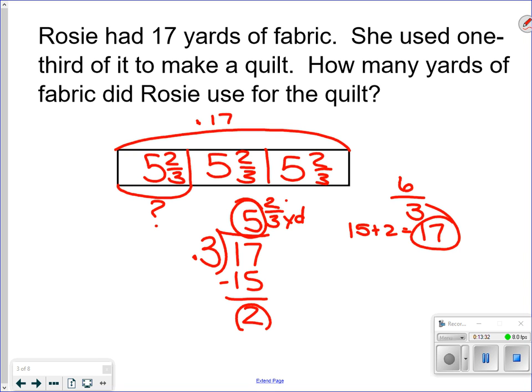So it doesn't always go in evenly. You're not always going to get a straight whole number. You might get a mixed fraction. You might get a fraction. Not always going to go in evenly. Are there any questions so far, or are we good?